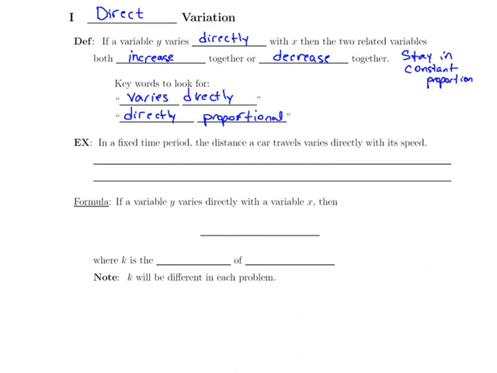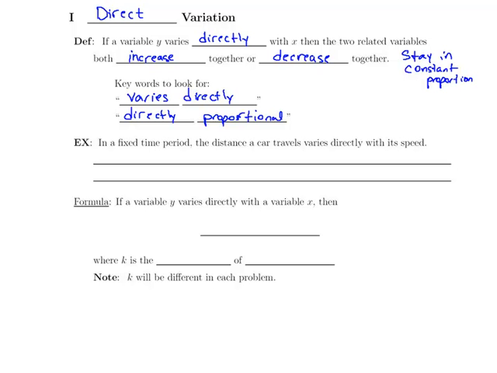You'll see in your homework a number of different examples of direct versus inverse versus joint variation. In this case, I wanted to give you at least one quick example, and maybe you can come up with a couple on your own. In a fixed period of time, that is, if we're talking like over the course of an hour, the distance a car travels varies directly with its speed. Now think about those quantities and confirm to yourself that those are in fact directly proportional, right?